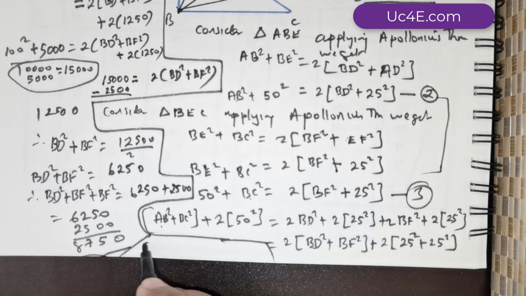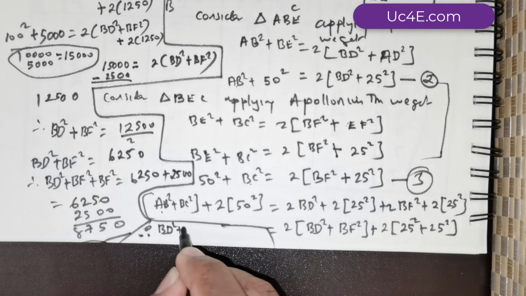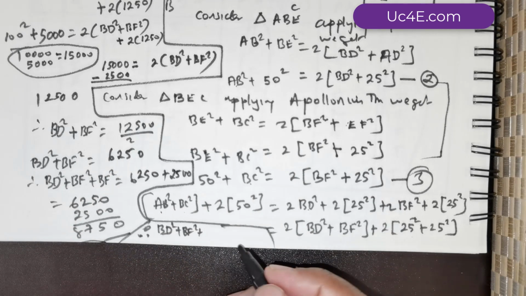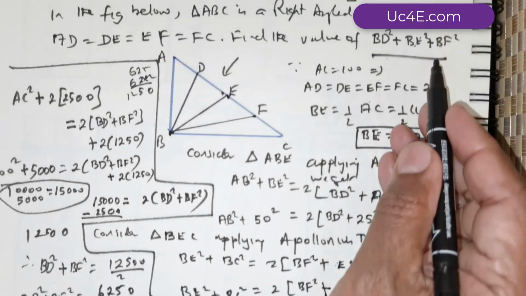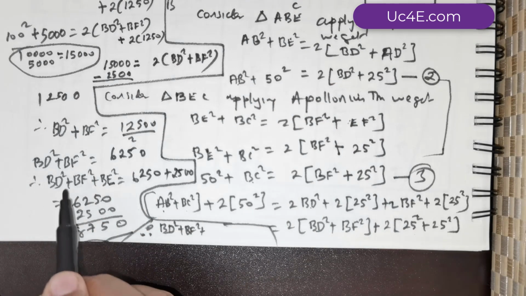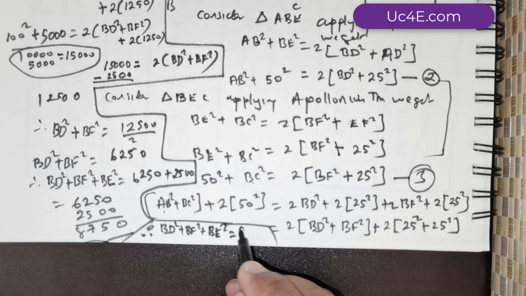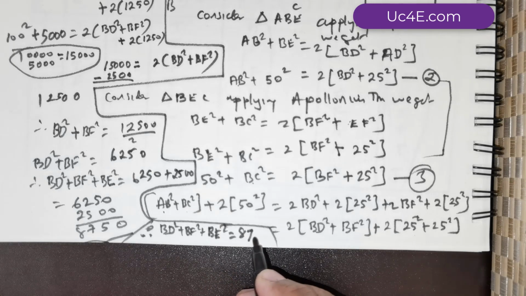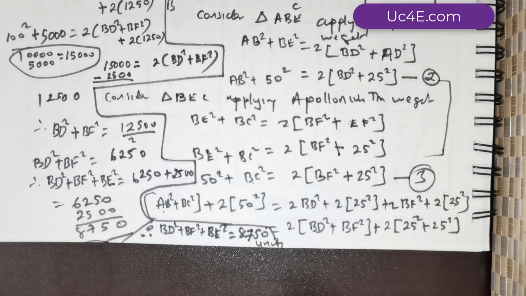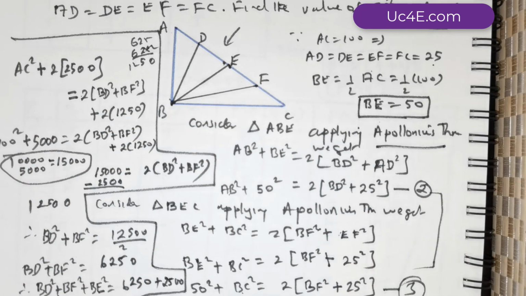So let me conclude this. Therefore BD squared plus BF squared plus, so this is actually BE, right? So I should have placed BE. This is BE squared. Therefore BD squared plus BF squared plus BE squared is equal to 8750 units. I don't know what units they would give; whatever units they give, just place that. So this is the solution, 8750. And how did I get that solution? All because of applying Apollonius theorem.